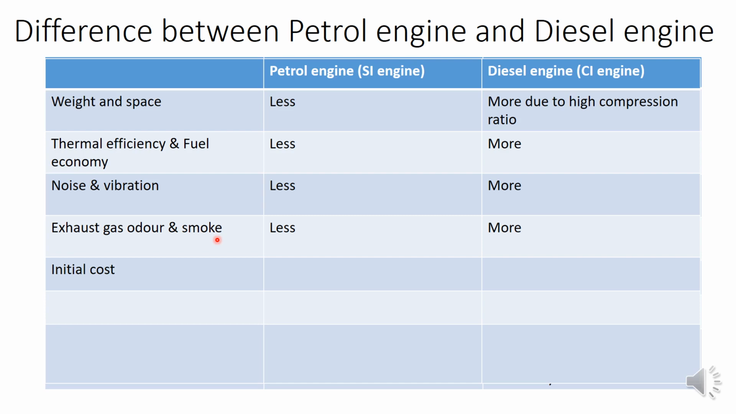And you know the initial cost of a petrol engine is less compared to diesel. If you compare the same car, a petrol car and a diesel car of the same manufacturer, the diesel car will be 1 or 1.5 lakh more in price than the petrol car. This is due to the high compression ratio and heavy construction of the diesel engine.